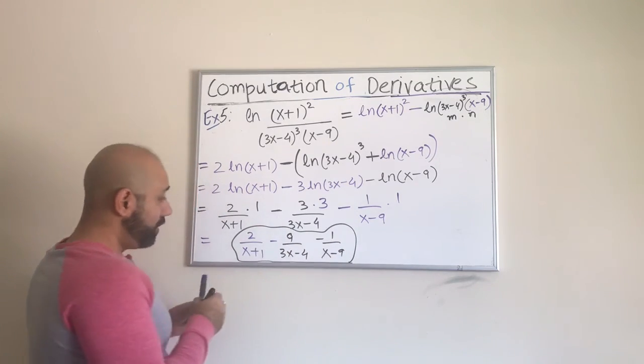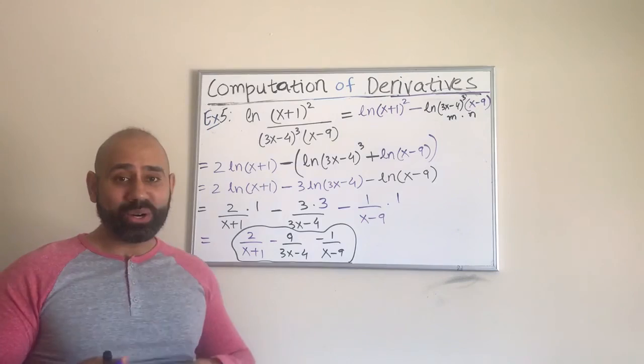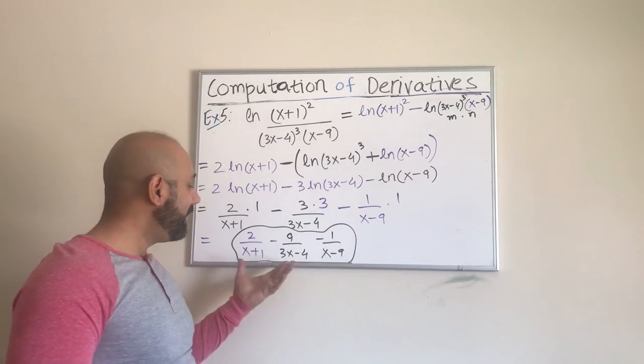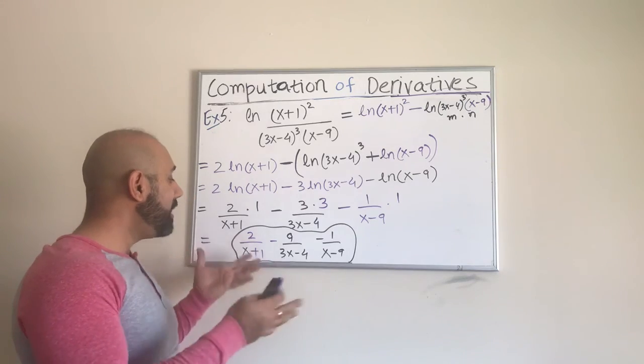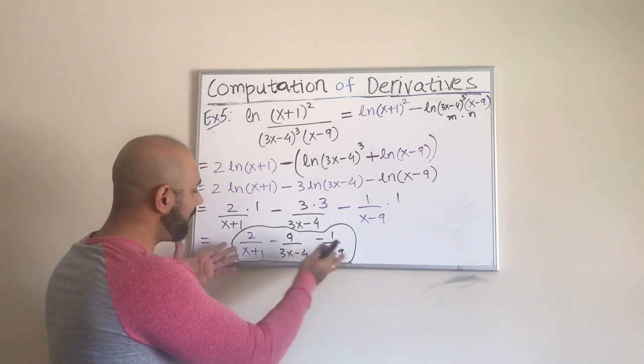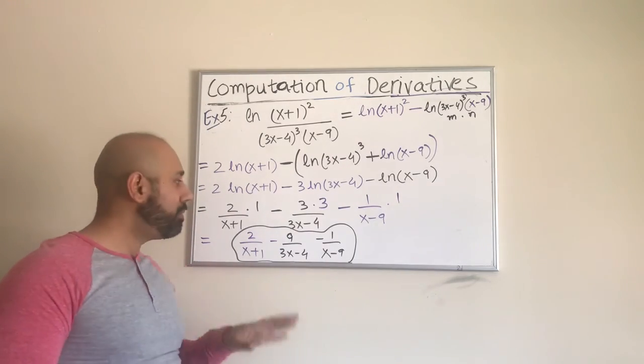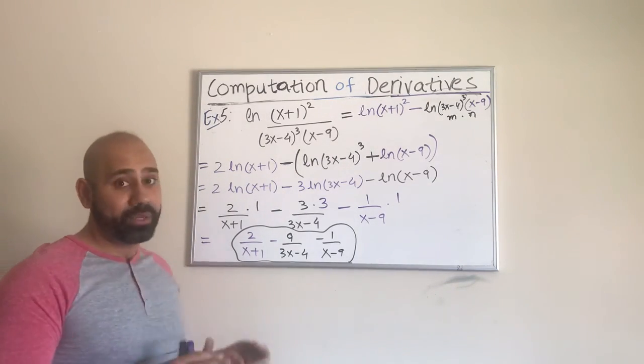If you are expected in your test or in your homeworks or wherever you are trying to do it, if you are expected to combine these terms, like combine numerators, then you have to create common denominators. That is some extra work, but I hope you can already do that on your own. But if you leave it like this, that is totally correct. You can leave it like that.